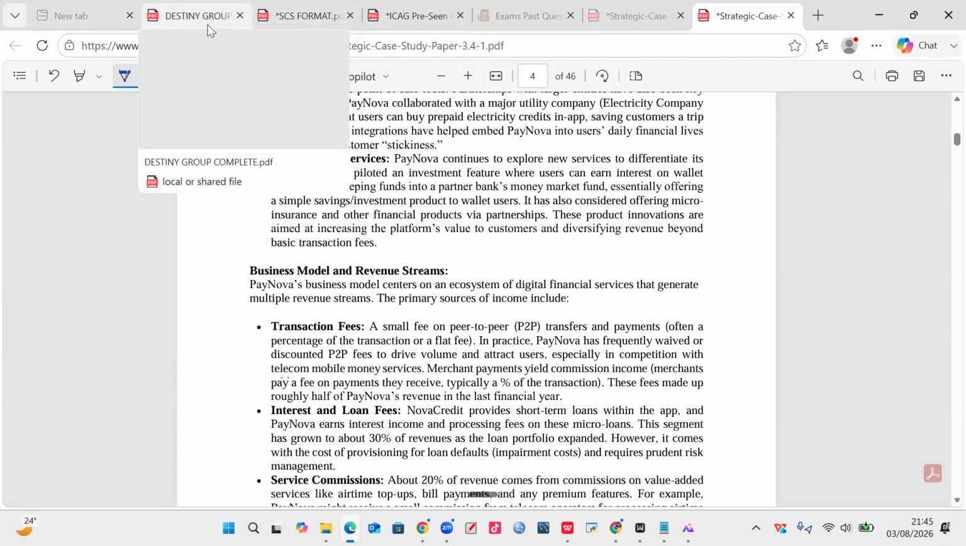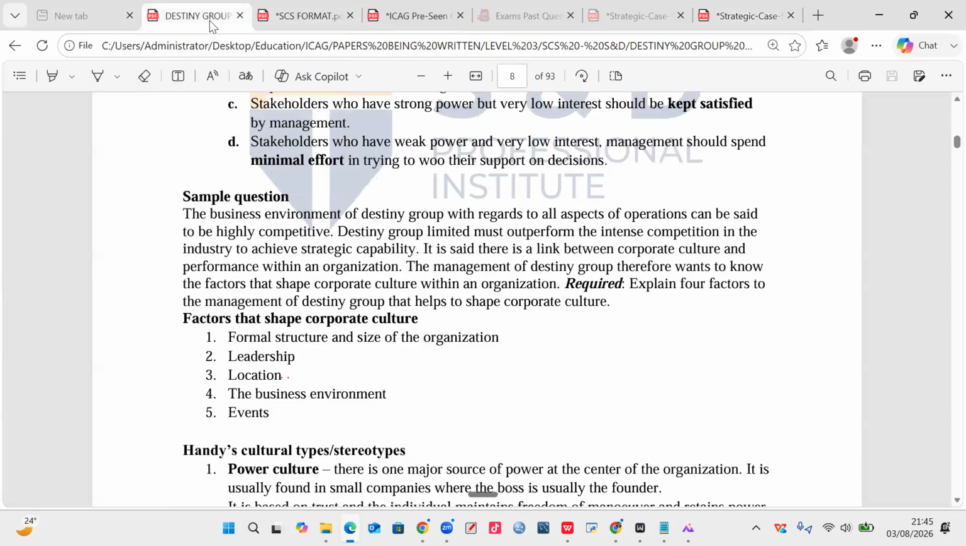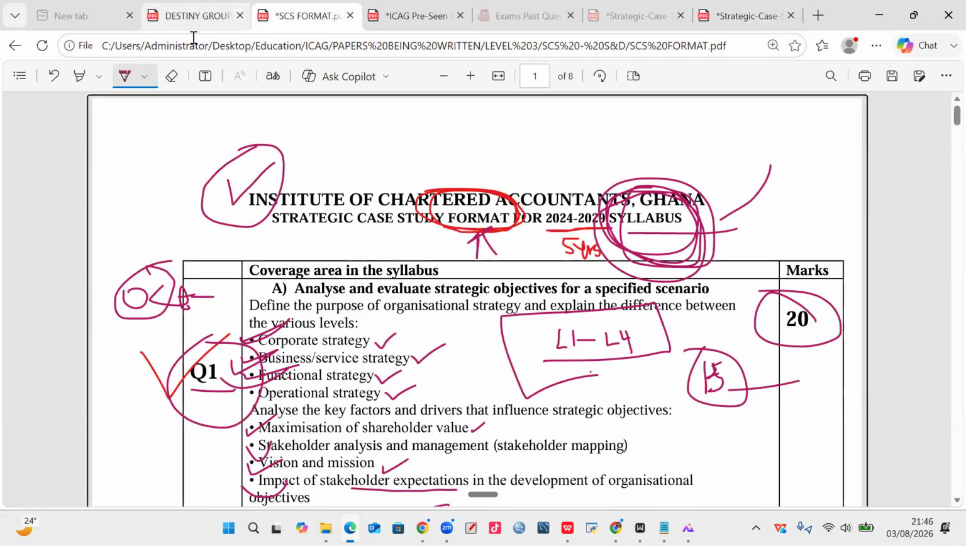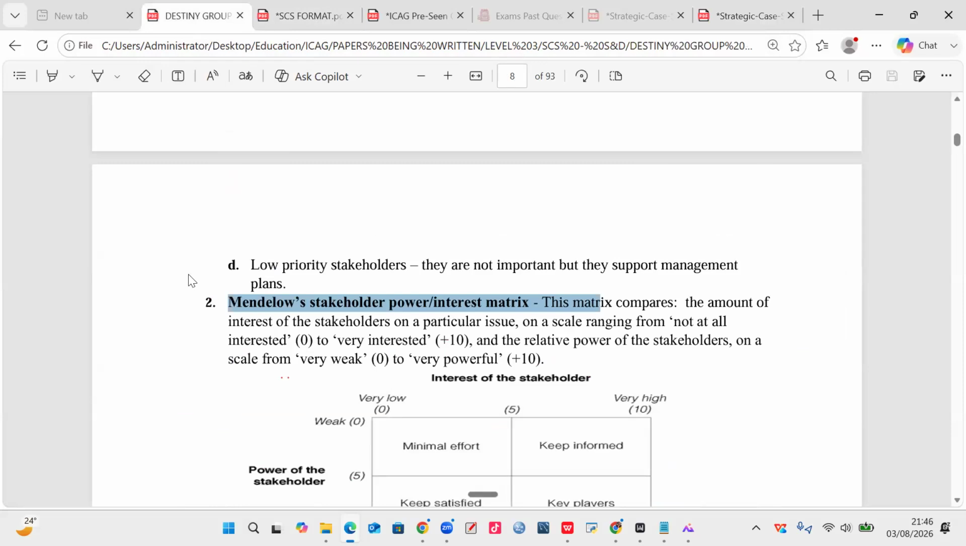We start with the past questions. We can still be using the Destiny Group case study. We pick the Destiny Group, then we'll be talking about how we approach it. We read the requirements. How do we approach it? Then we look at the format. Then how to approach it is also another issue, and how we can link it. So that's where we'll start the discussion part.